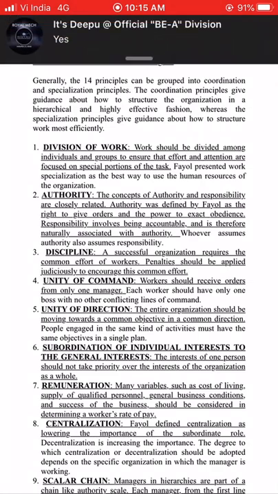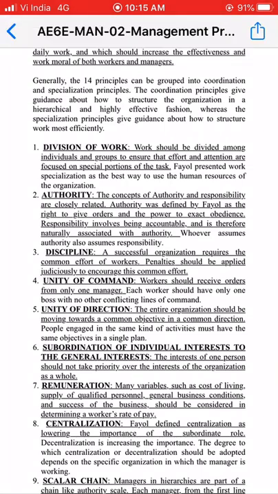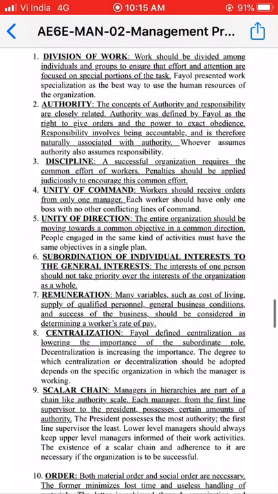We will see these 14 principles one by one. So the first one is what? Division of work. So the first principle is what?